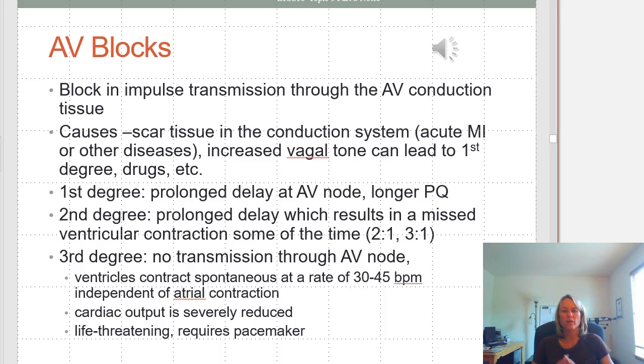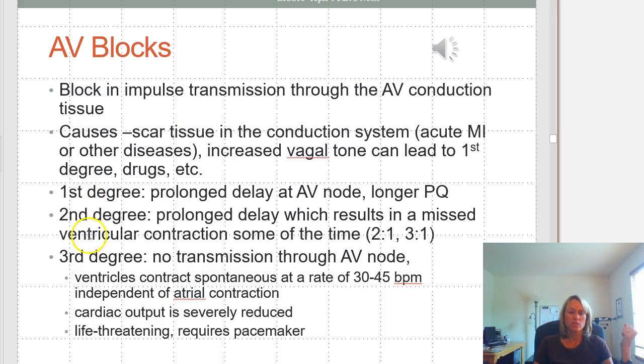Okay, finally I'm going to talk about AV blocks. This is the only blocks I'm going to talk about. This is where we have a block in transmission through the AV junctional tissue, so we have a block from getting from the atria to the ventricles through that conduction system. This can be caused by scar tissue in the conduction system, such as from a previous myocardial infarction. We can have increased vagal tone, which can lead to first-degree block. Drug toxicity would be another cause.